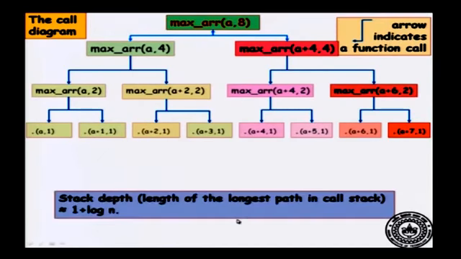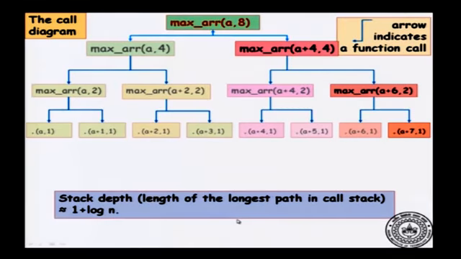So, the stack depth here is about 1 plus log n, that is approximately correct, which is a huge improvement over n. If you think of n as something like 1024, which is 2 to the 10, we are saying that the stack depth is about 10. Notice that in the linear case we would have a stack depth of about 1024. Instead, we are doing about 10. So, this is a huge improvement in the case of stack depth.